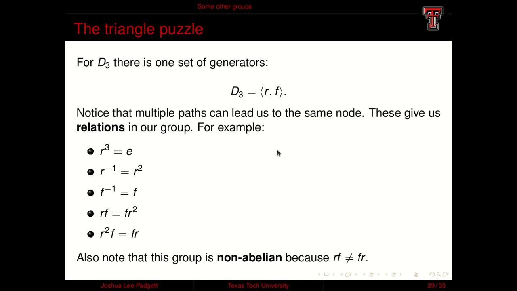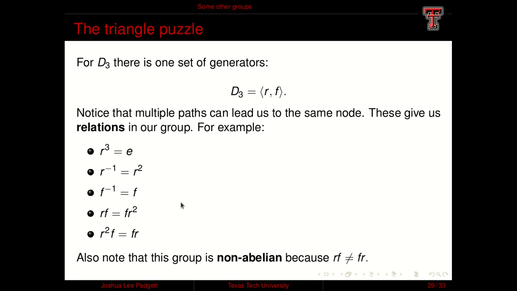They're basically algebraic equations, which is what? Three rotations is the same as doing nothing, which is what we convinced ourselves of. Similarly, two rotations is the same as undoing a rotation. A flip undoes a flip. Rotating and then flipping is the same thing as flipping and then rotating twice, which of course means what? This is not an abelian group because I can't reverse for free. Similarly, rotating twice and then flipping is the same thing as flipping and then rotating. So we have some very interesting relations.